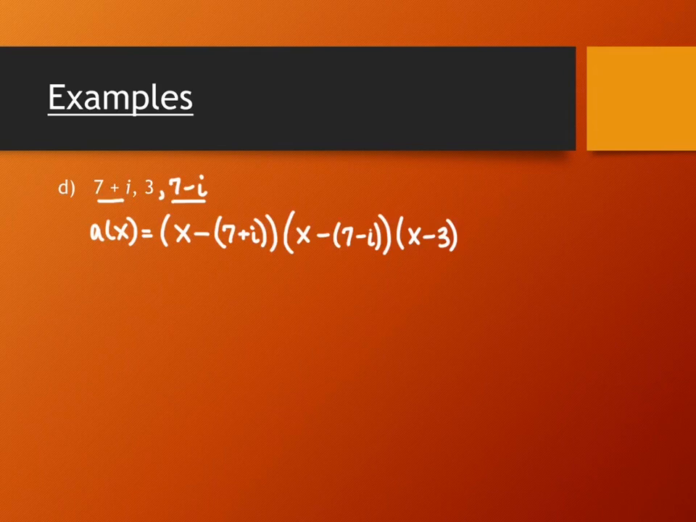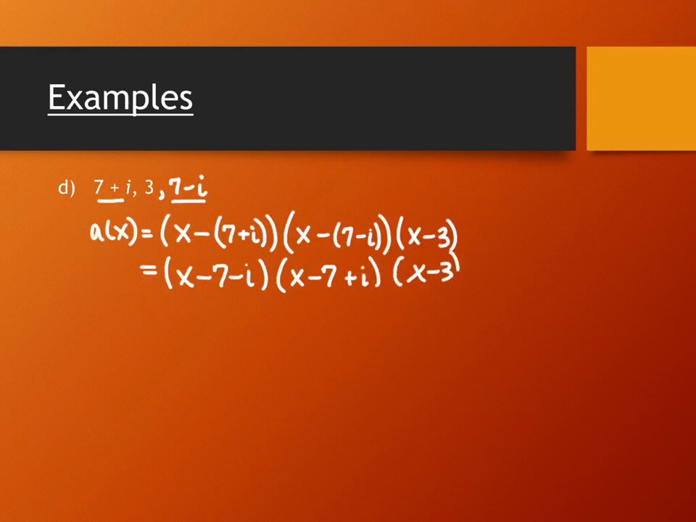Okay, so before we start multiplying, simplifying, cleaning things up, let's just clean up inside of the individual parentheses we have. In other words, distribute negatives. So this is x minus 7 minus i and x minus 7 plus i. And then I still have the x minus 3. Is that okay with everyone? Any questions about what we did?